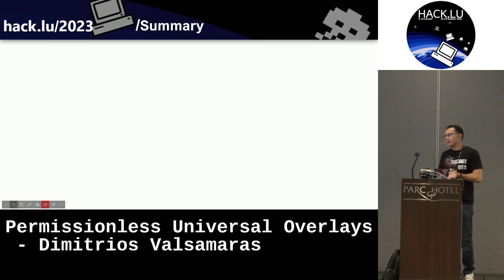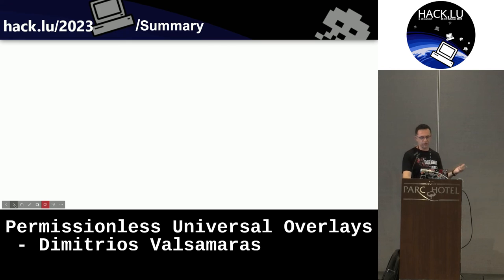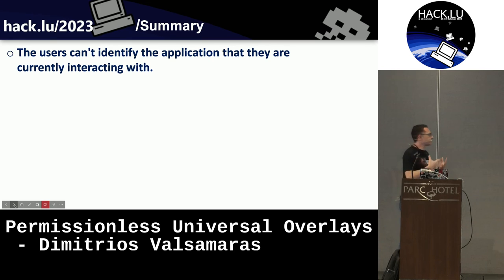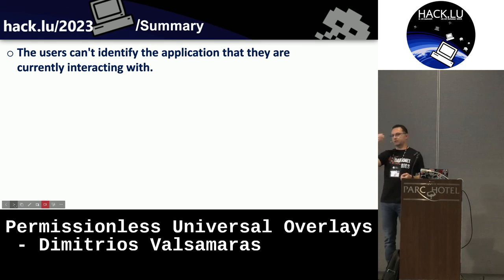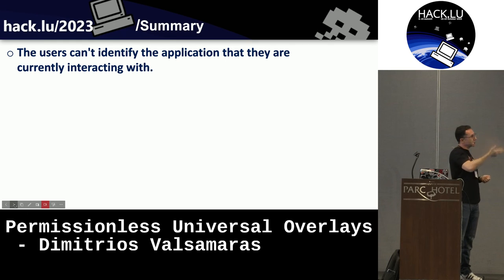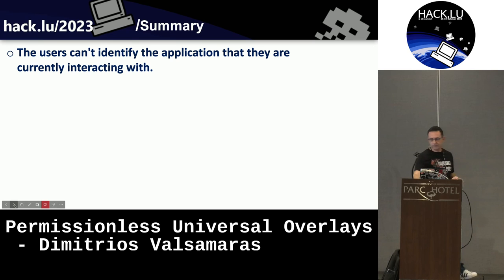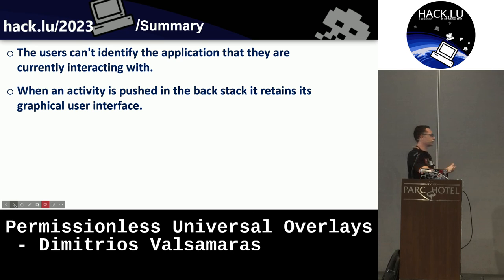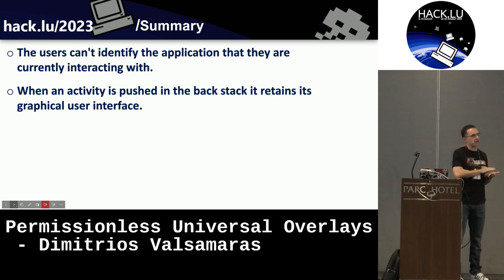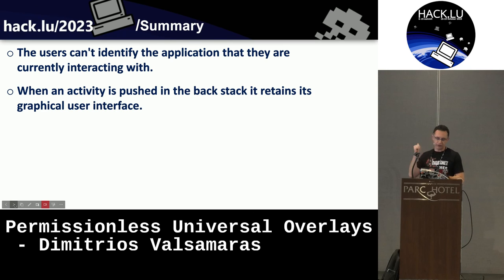All right, so let me now summarize when it comes to the overlay attacks, the universal overlay attacks. The basic idea is that the user can't identify the app that they are currently interacting with. There's no indication to show the user which app they are interacting with. The user can only identify the user interface they interact with. And we talked about the backstack, and we said that when an activity is pushed onto this backstack, it will retain its graphical user interface, which is pretty much crucial for this attack.